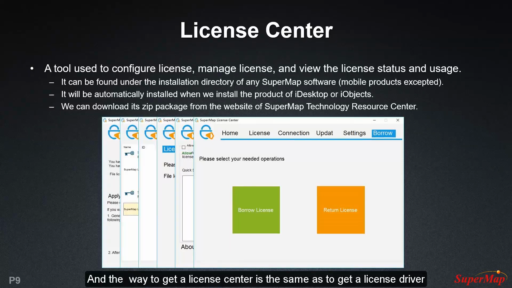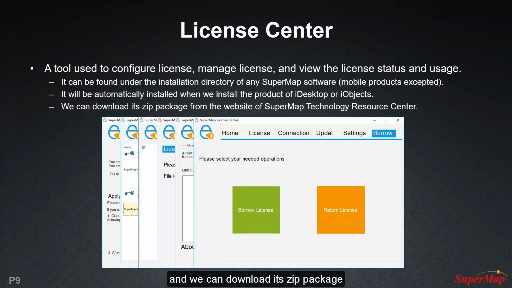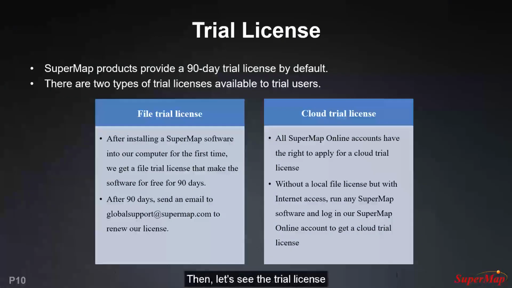And the way to get a License Center is the same as to get a license driver. It can be found under the installation directory of any SuperMap software. Okay, and it will be automatically installed when we install the product of iDesktop or iObjects, and we can download its zip package from the website of SuperMap Technology Resource Center. Then let's see the trial license.